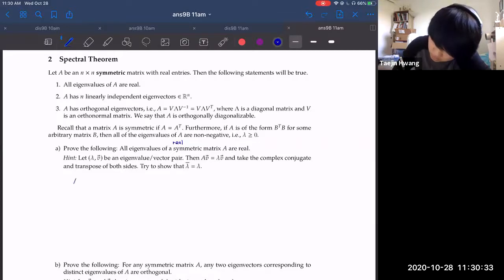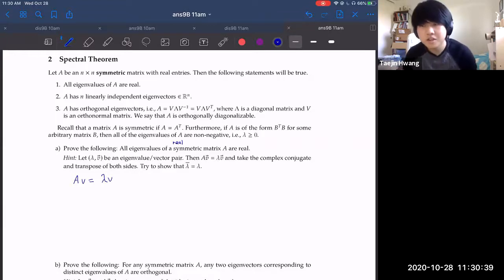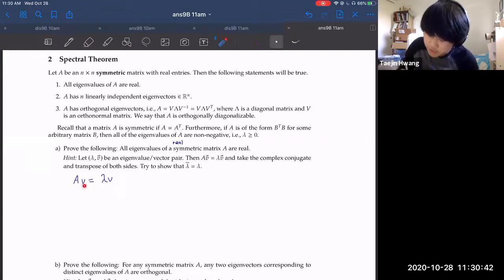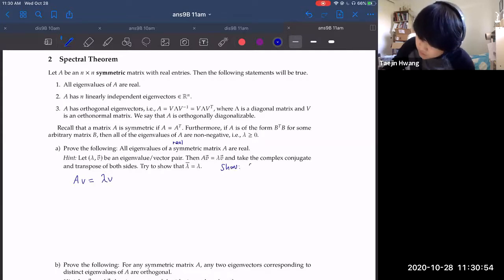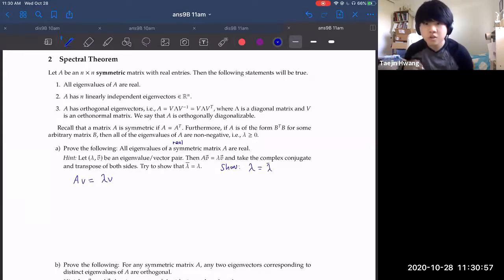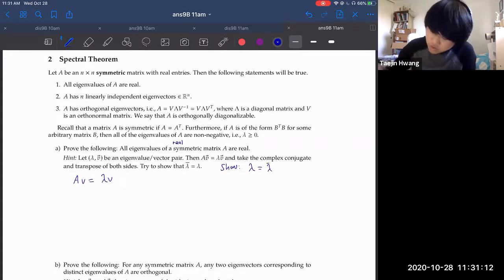And let's start by writing out AV is equal to lambda V. So we're going to start out by assuming V is an eigenvector of A with eigenvalue lambda. It's always good to create a roadmap and think about what we need to show. So we want to show that lambda is equal to lambda conjugate. In other words, if the conjugate of lambda is equal to itself, then the eigenvalue lambda has to be real. So let's start by writing this out.